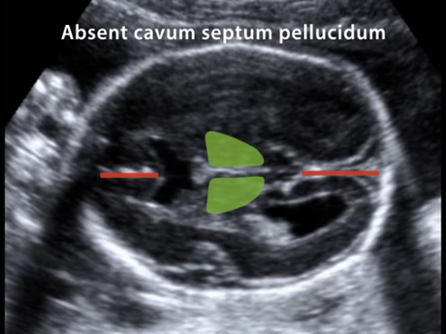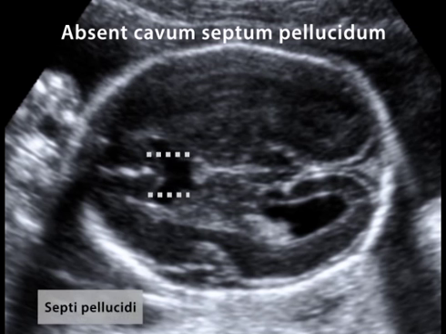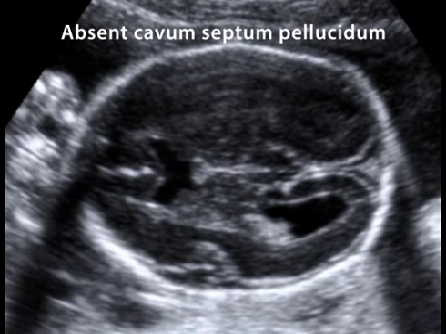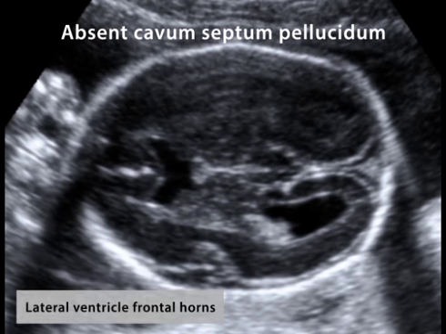In this abnormal image, the thalami and falx cerebri are shown, but a normal cavum septum pellucidum cannot be seen. The dotted white lines indicate the normal location of the septum pellucidum, which is not visible. As a result, the frontal horns of the lateral ventricles appear to communicate.